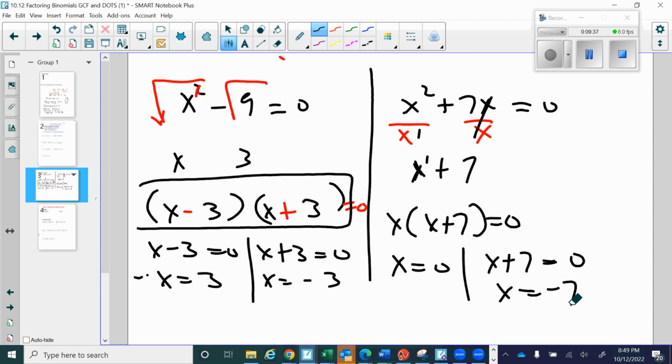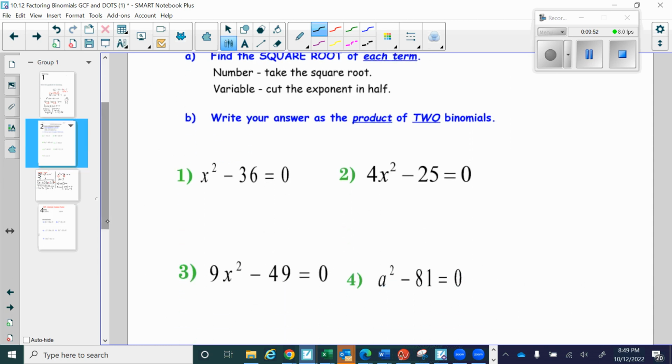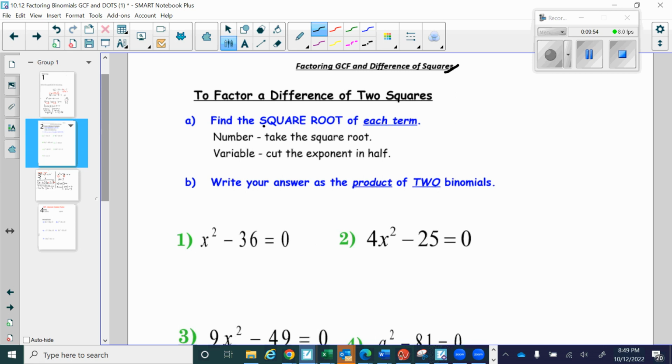Okay. So again, the first step is to take the square root of each term. For the number, take the square root, and for the variable, cut the exponent in half. So here we go. We're going to take the square root of x squared and the square root of 36. Again, remember the square root cuts the exponent in half. So this is a 2, it becomes x to the 1, or just x. Square root of 36 is 6.